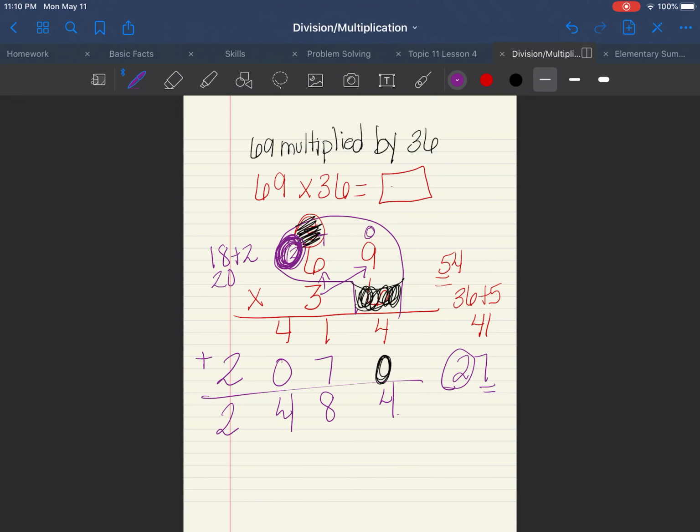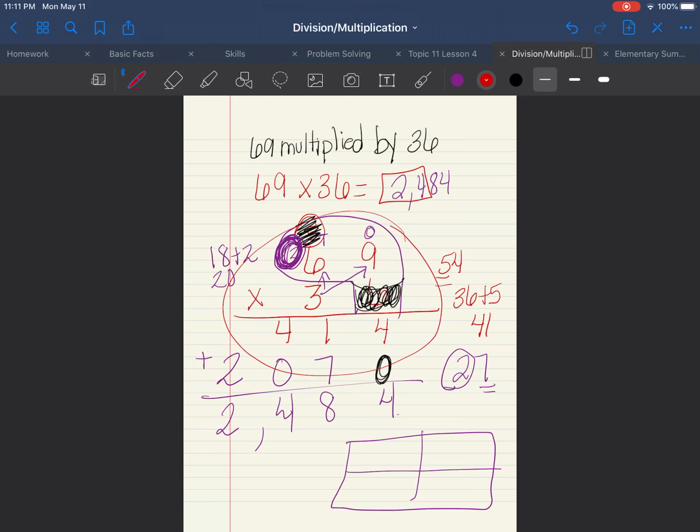If I add them together, 4 plus 0 is 4, 7 plus 1 is 8, 4 plus 0 is 4, and 2 plus nothing is 2. 1, 2, 3, and we write our comma. My product is 2,484. Remember, the point is to practice a standard algorithm, but you can still do your window so you can check your work.